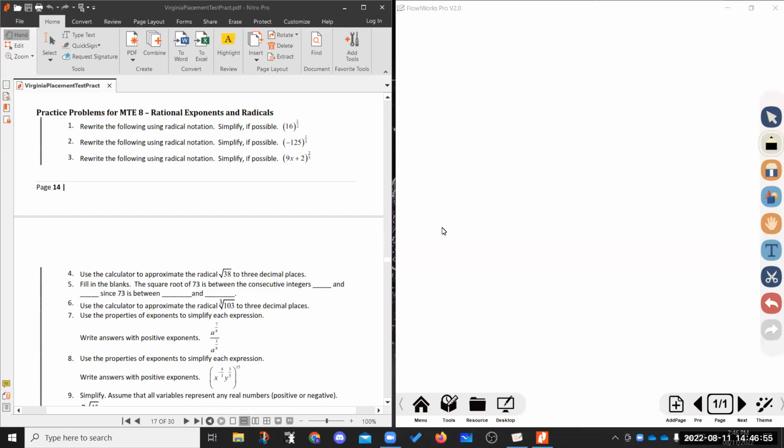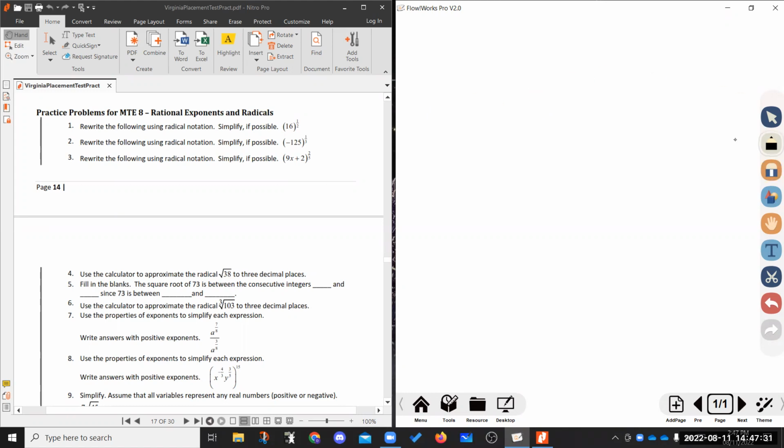In this video, we're going to go through practice problems for MTE, rational exponents and radicals. Rational exponents are exponents that are fractions. They lead to radicals because anything to the 1 over n is the nth root of x, and anything to the m over n is the nth root of x to the m. Those are two of the rules of exponents we're going to focus on in this section of problems.